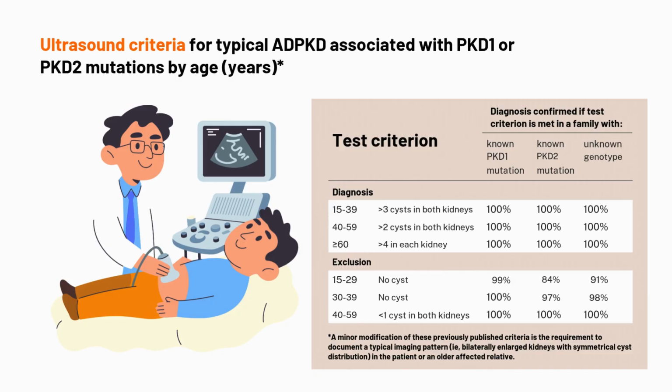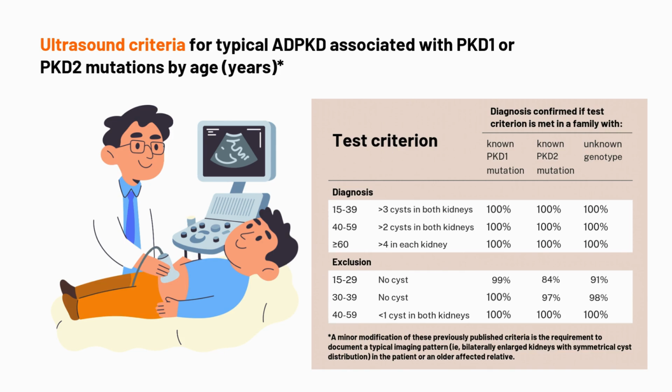Age 40 to 59 years, here the criteria become stricter. 2 or more cysts in each kidney are required to make the diagnosis. If age 60 and above, in older patients, cysts are more common even in the general population, so the threshold is higher. You need at least 4 cysts in each kidney to confirm ADPKD. And also we have the exclusion criteria.